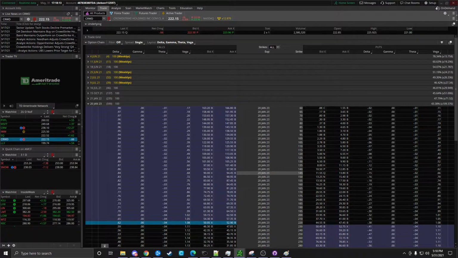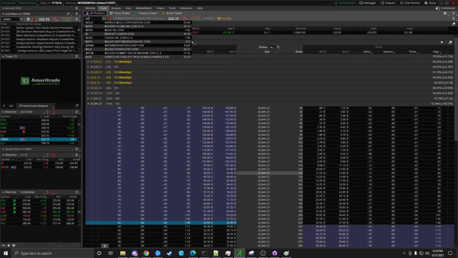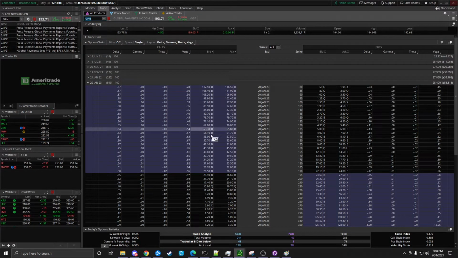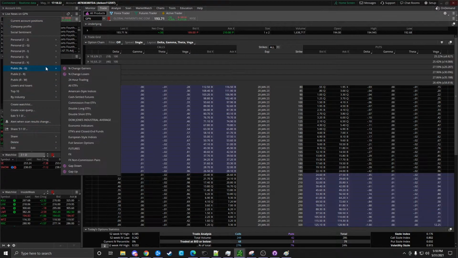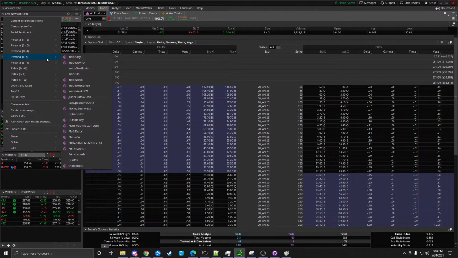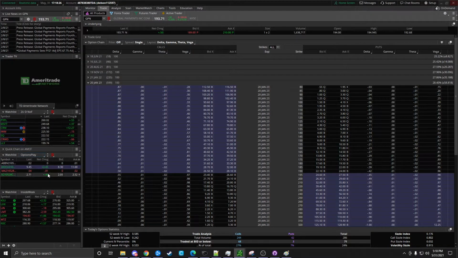Or if you really want to be quick, like for example, I'm eyeing GPN, right? So I can load up GPN. Do you have Thinkorswim, Vard? Yeah. Okay, cool. So you can throw options into a watch list. Like I have an options plays list.